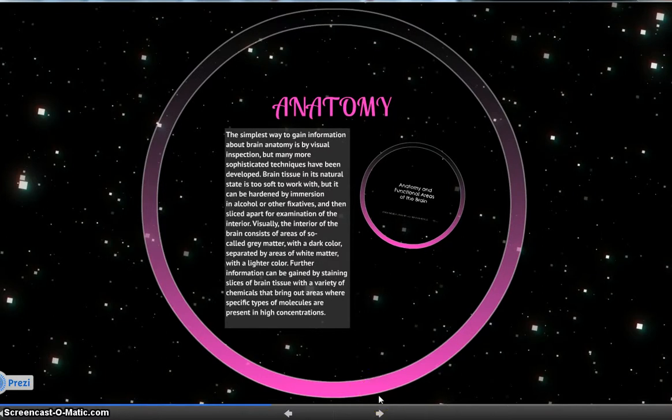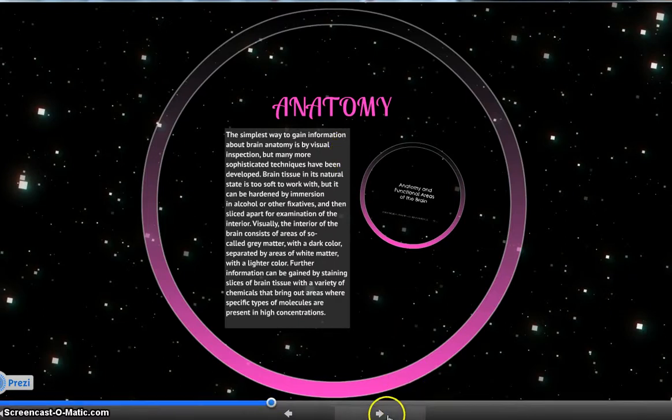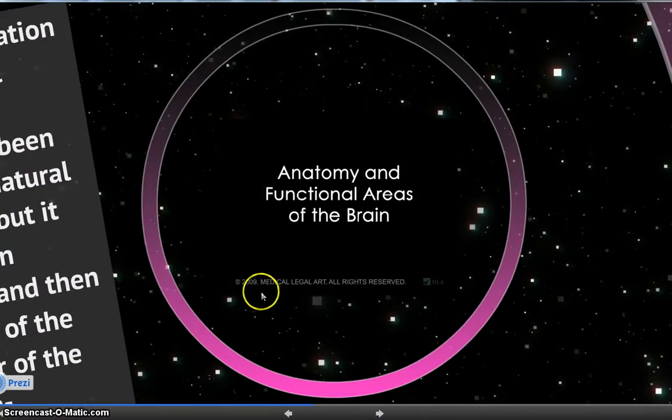Anatomy. The simplest way to gain information about brain anatomy is by visual inspection, but many more sophisticated techniques have been developed. Brain tissue in its natural state is too soft to work with, but it can be hardened by immersion in alcohol or other fixatives, and then sliced apart.